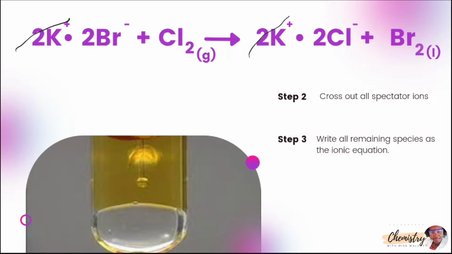The final step is to write anything that we didn't cross out, all the things that remain. We're going to write them down, and that will be our ionic equation. So our ionic equation says 2 bromide ions plus a chlorine molecule forms two chloride ions and the bromine. Now we put our state symbols back.